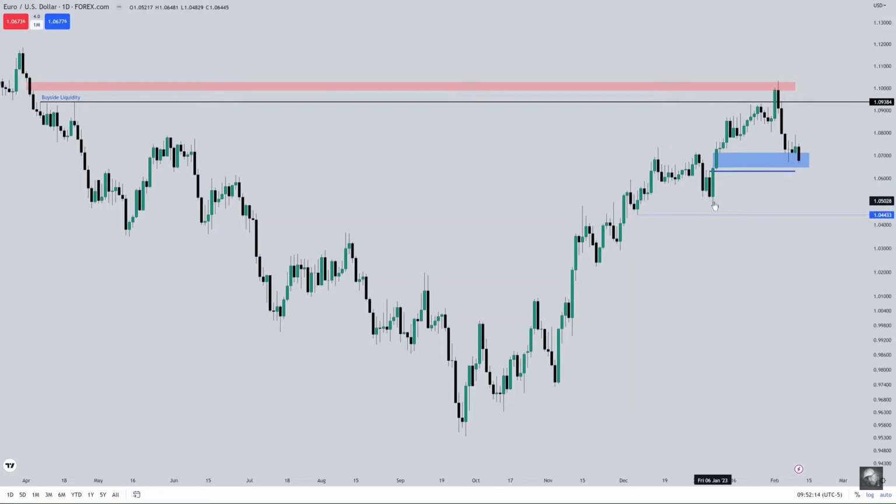Midpoint of that wick right here, consequent encroachment, it could drop down there, not take out that low. So in your notes, anytime there is a short, stubby little wick, and what do I mean by that?